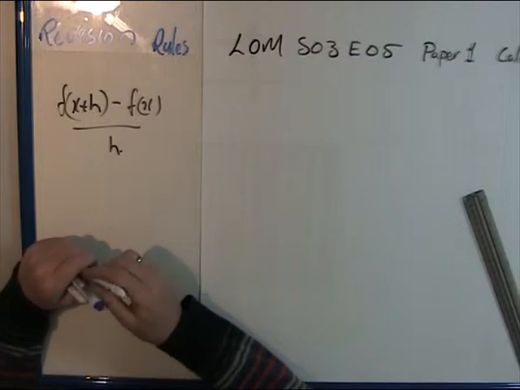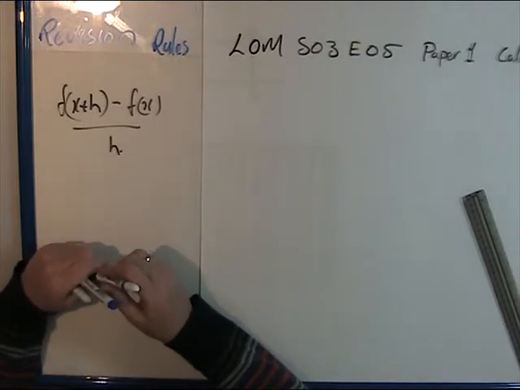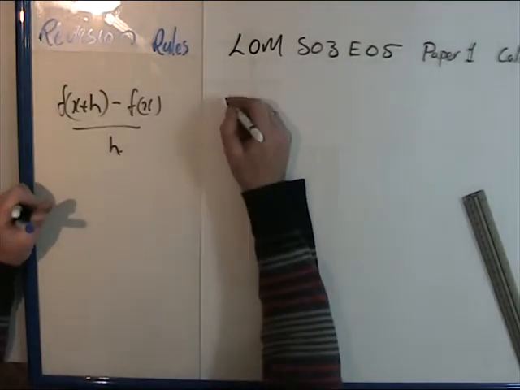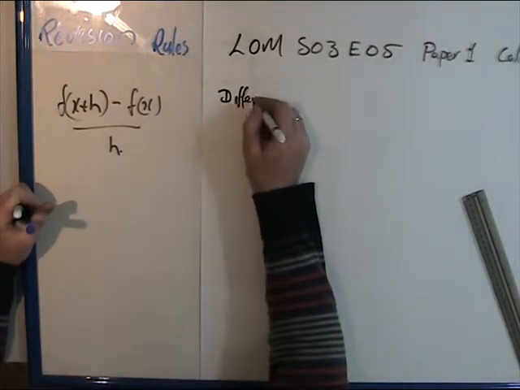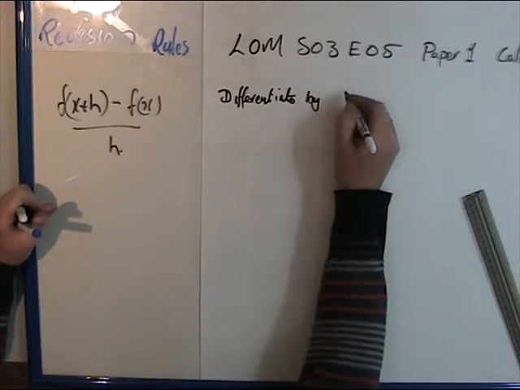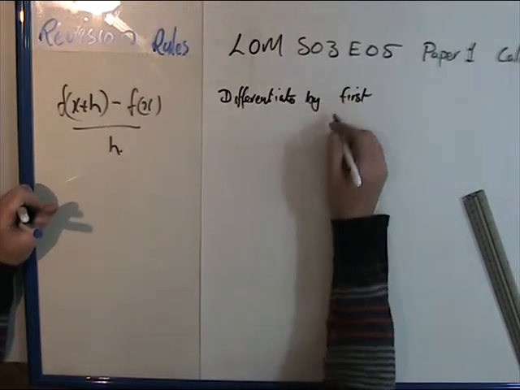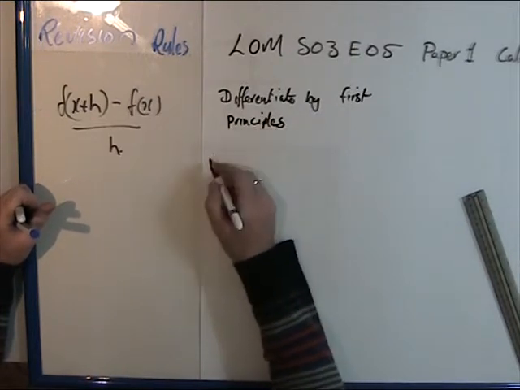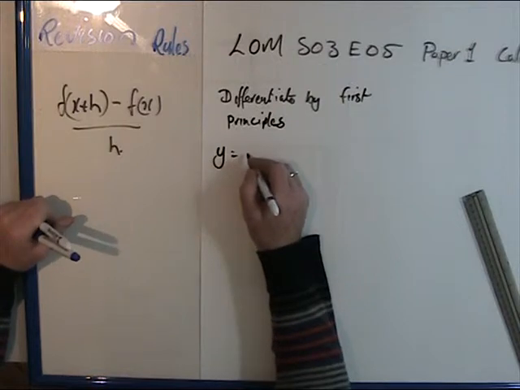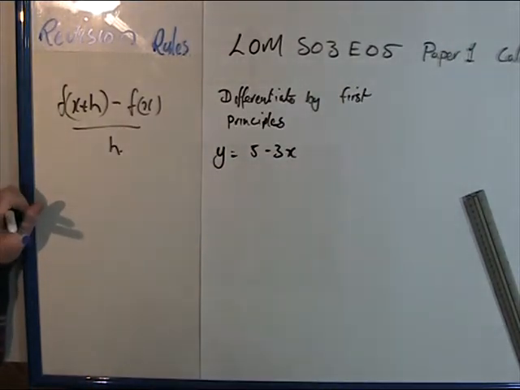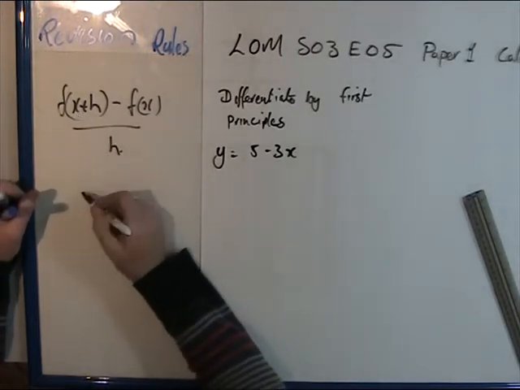Now, this is by first principles, and the question would go something like this: differentiate by first principles y is equal to 5 minus 3x. Okay, now the rule is, you know that f of x is the same as y.